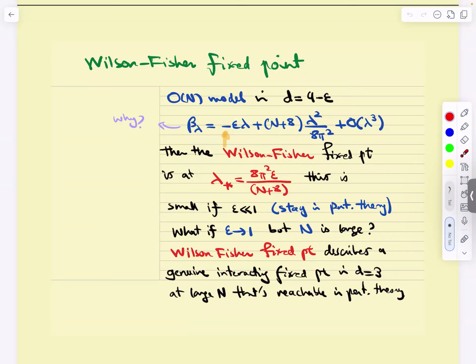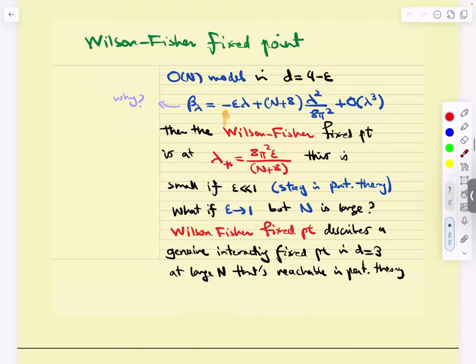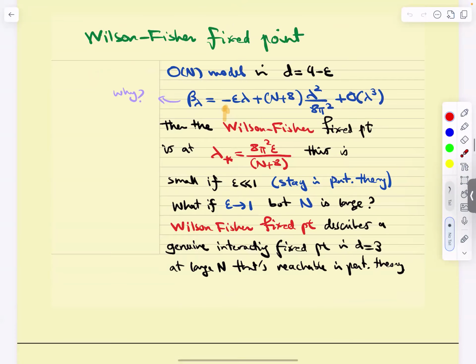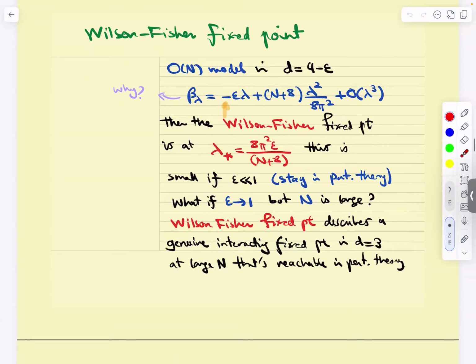Right? So these are rigorous. The O(N) symmetry group allows you to define these theories that are interacting. These are called Wilson-Fisher fixed points. So these are genuinely interacting fixed points in d equals 3 at large n that are reachable within perturbation theory, and we discussed examples of this last time, like the relevance of these models for physics. All right, questions? We have a lot to cover today.